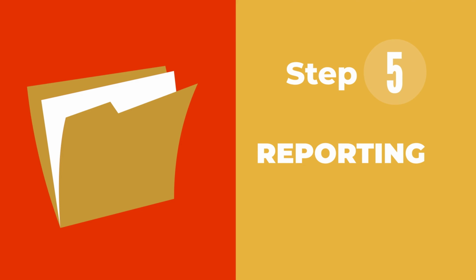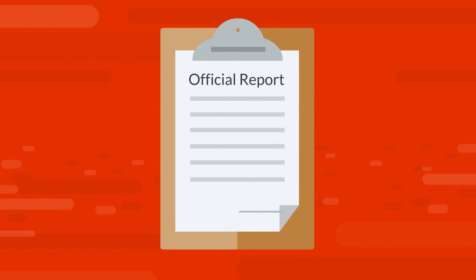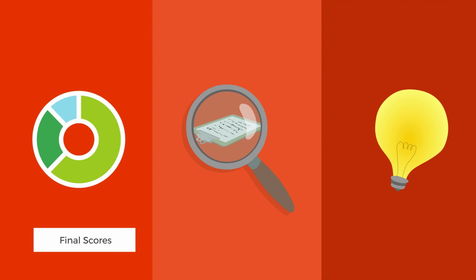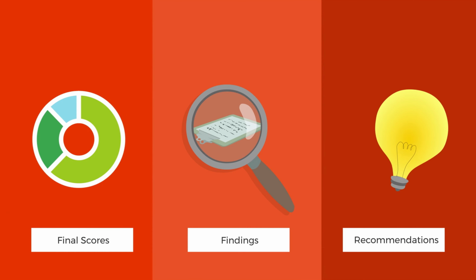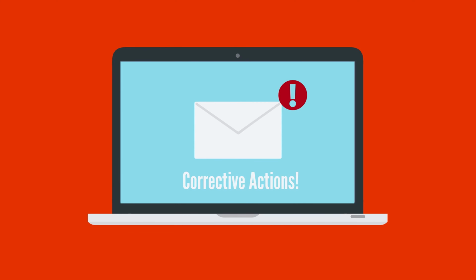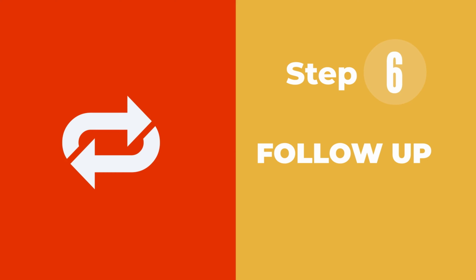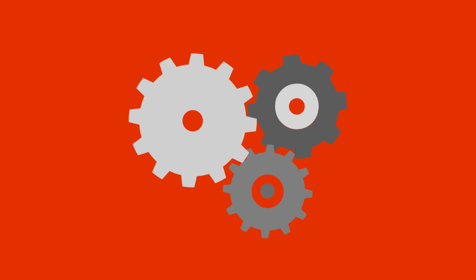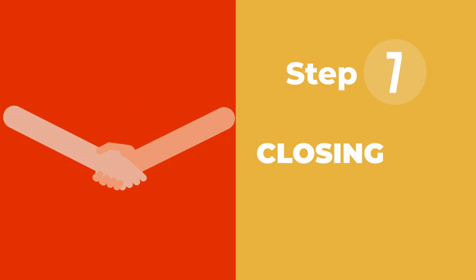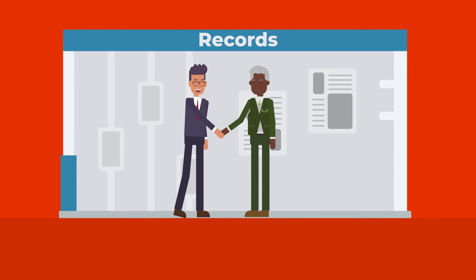Step 5, reporting. The official report is issued, covering final scores, findings, and improvement recommendations. If gaps occurred, the supplier's corrective actions are requested. Step 6, follow-up. It's an evaluation of corrective action effectiveness. Step 7, closing. Finally, the audit is closed and records are archived.